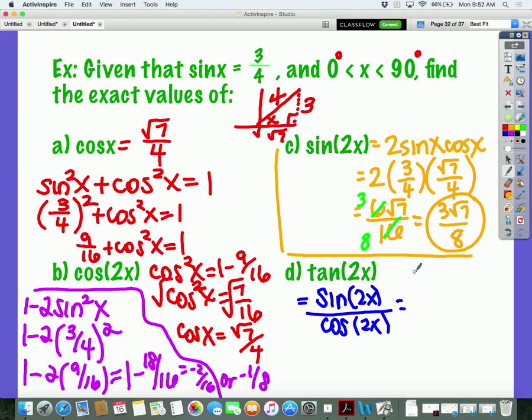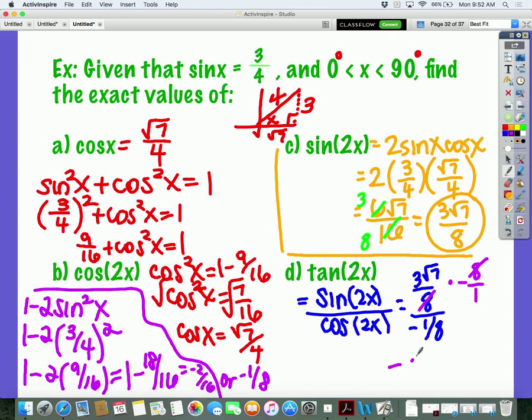So sine of 2x was 3 root 7 over 8. And cosine of 2x was -1/8. We have a fraction within a fraction, so we multiply by the reciprocal. What's the reciprocal of -1/8? And then we'll multiply. But what do you notice? The 8s and the 8s will do what? Cancel. So it's just 3 root 7.